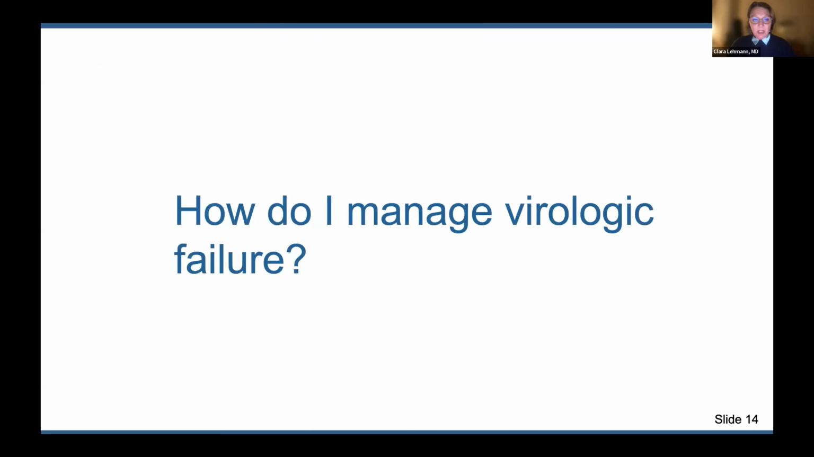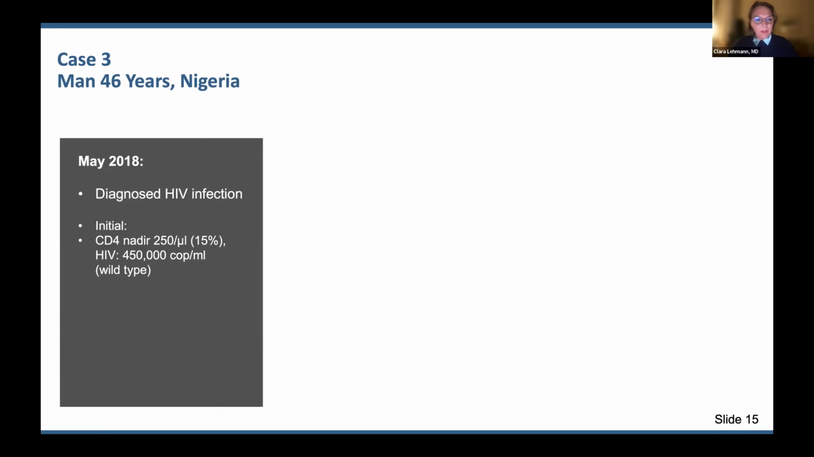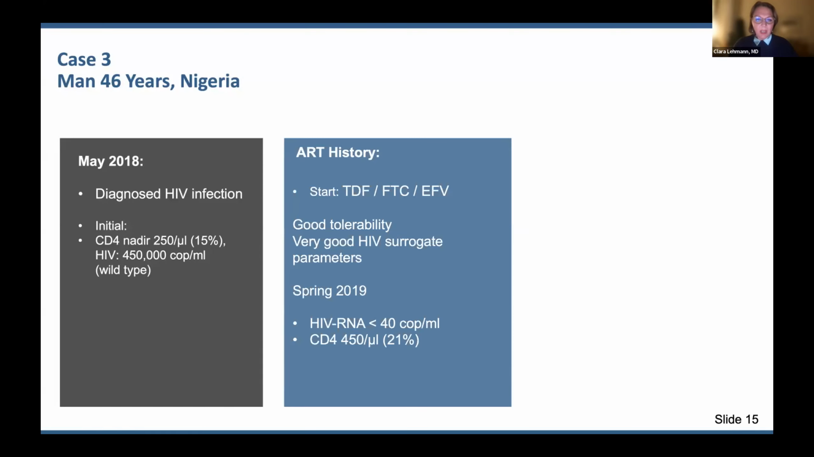Now, I would like to finish with the last case. So how do I manage virological failure? We have a man, 46 years old, who was diagnosed with HIV in 2018. CD4 T cell counts were around 2,050 and 450,000 HIV copies, wild type. And he was started on an efavirenz-based regimen.